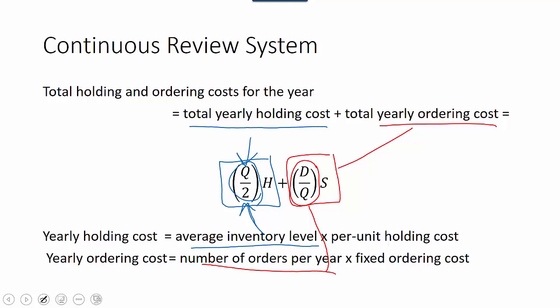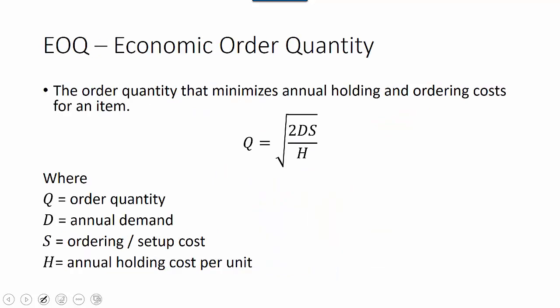Right now it says our total cost for the year is our annual holding cost plus our annual setup cost. If we set those two equal and solve for Q, that's going to be our economic order quantity, which we show on the next slide. The economic order quantity is the order level that minimizes our total annual cost in terms of our holding costs and ordering costs. The variables are all the same that we've already seen. Our economic order quantity is going to be 2 times annual demand times the setup cost, divided by the holding cost, and taking the square root of all of that.